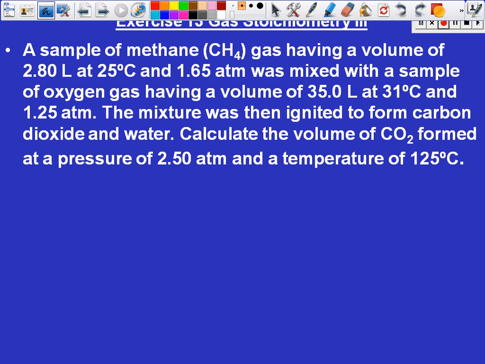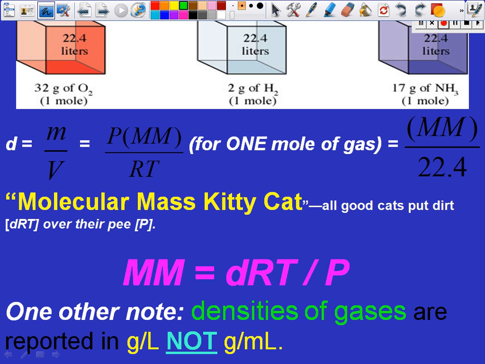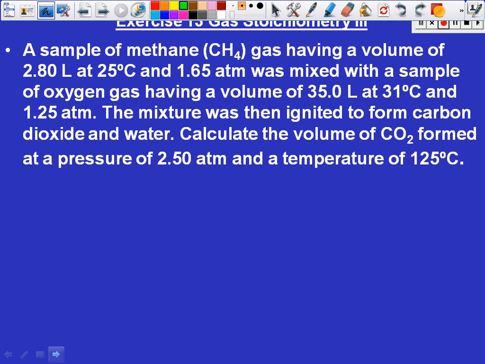A sample of methane gas having a volume of 2.8 liters at 25 degrees Celsius and 1.65 atmospheres was mixed. All right, well, this is the problem so far. So let's go ahead and get rid of that temperature because we know we have to change it anyway. So we're going to need 298 there. That's 298 Kelvin. Was mixed.